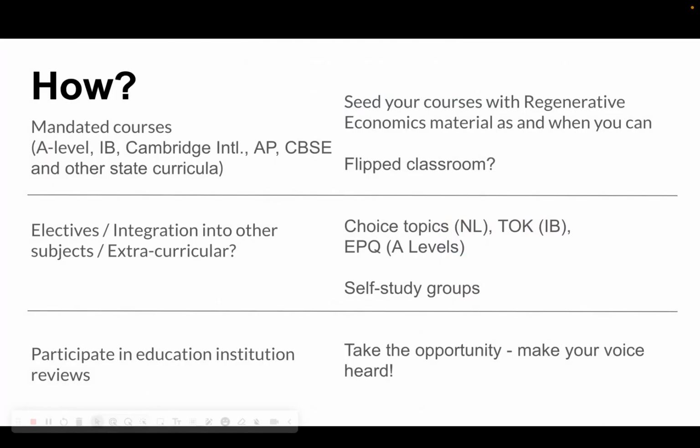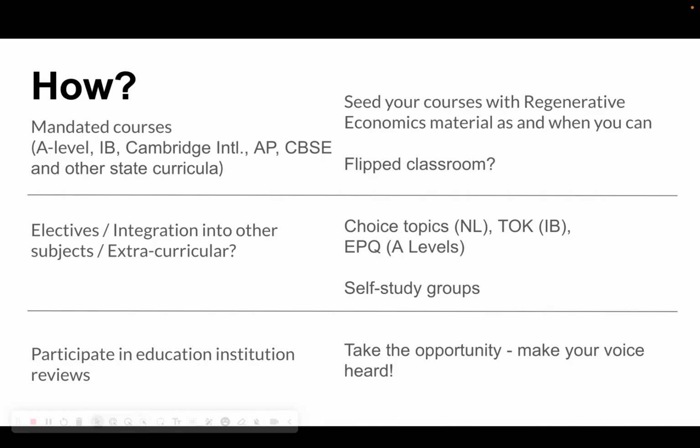We suggest that if you have a mandated course, for example, the A-level, the IB, Cambridge International, AP, or the Indian CBSE, etc., that you could seed your courses with regenerative economics materials as and when you can. Some teachers are using a flipped classroom, so they might have the students read the text at home. The text is usually about 1,000 words. It takes most students about 10 minutes to read.